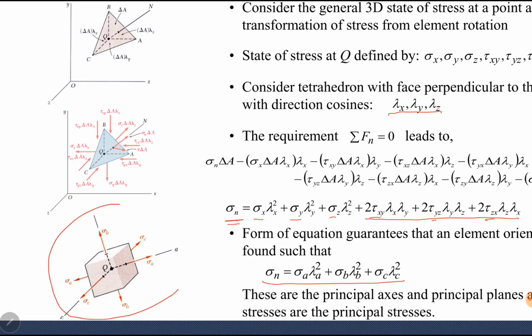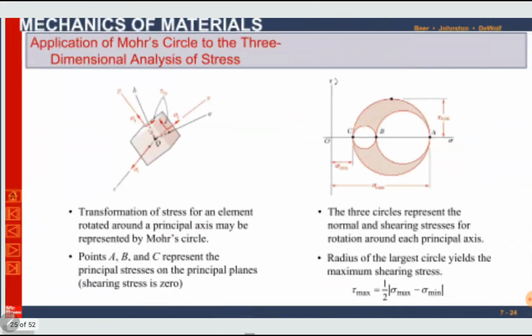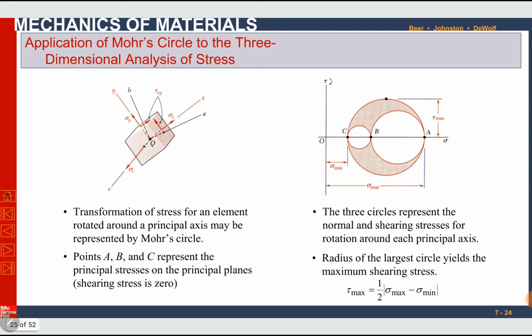I am not going into detail of this transformation. I am simply using it for a Mohr circle. You must know that the three principal stresses sigma A, sigma B and sigma C exist when the shearing stresses are 0. So we will use these three principal stresses to draw a Mohr circle in 3 dimensions. A 3-dimensional Mohr circle is never a 3-dimensional circle or a sphere. It is just a combination of 3 circles.